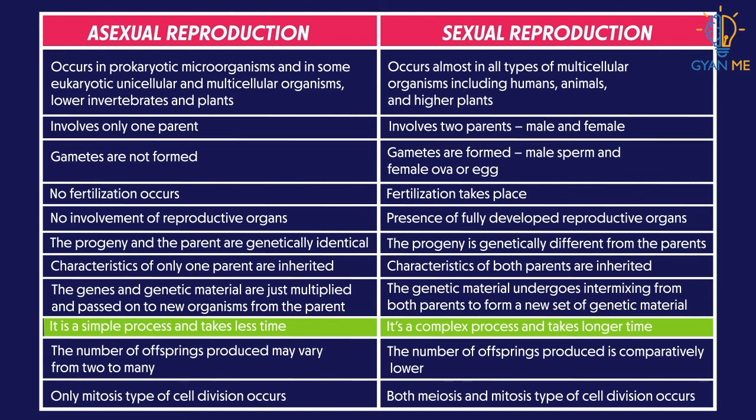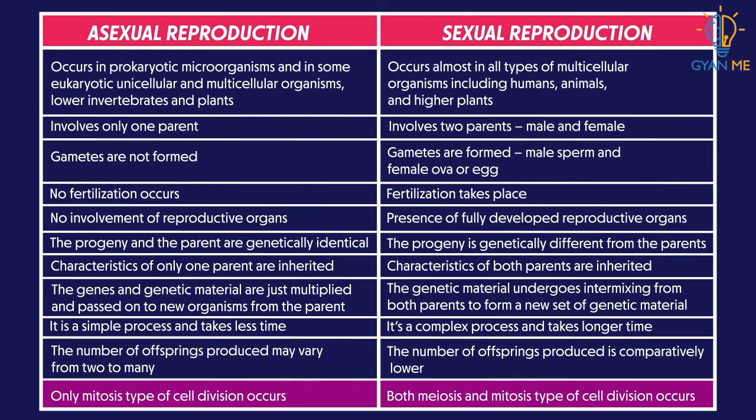and takes longer time. Now, one very important point for both this reproduction, which is common, is they are carried out by the process of cell division. In asexual reproduction, only mitosis type of cell division occurs, whereas in sexual reproduction, both meiosis and mitosis occur together. Now, what are these mitosis, meiosis, and cell division, and what is their role in the reproduction? We will see in our next video.